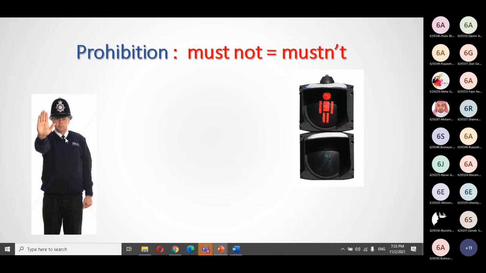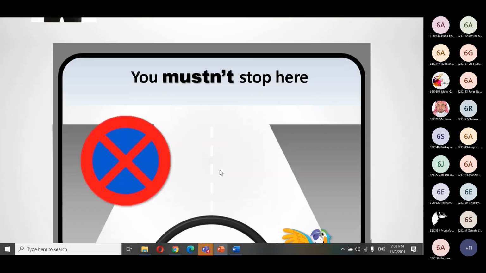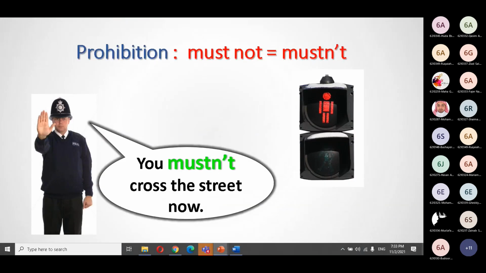But look at this. Look at this traffic policeman and look here. Okay, can you pass the road? No, you cannot pass the road. So here, what does he say? He says you mustn't cross the street now. You mustn't. So it is necessary not to do. It is necessary not to cross the street now.